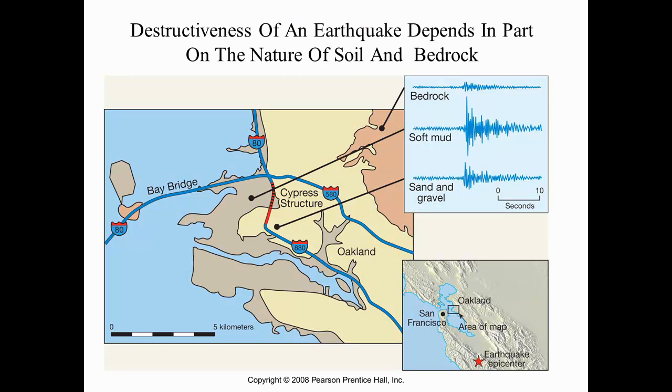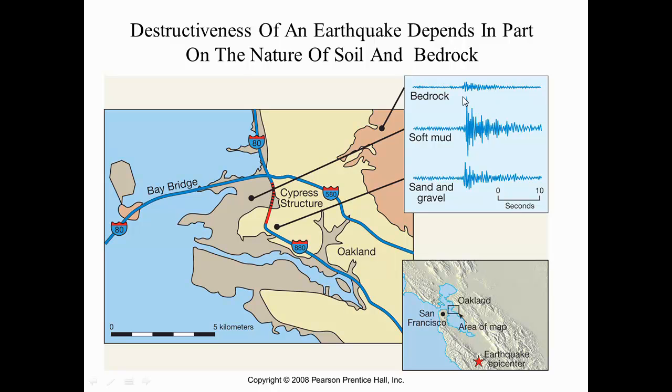Here's another problem with the intensity scale. In the inset in the lower right, the earthquake epicenter is plotted with that red star, and we're going to look at an enlarged portion of the San Francisco Oakland area, and in particular at 3 different seismograph stations indicated by these black dots. Now, for all practical purposes, we can consider these stations at pretty much the same distance from the epicenter.